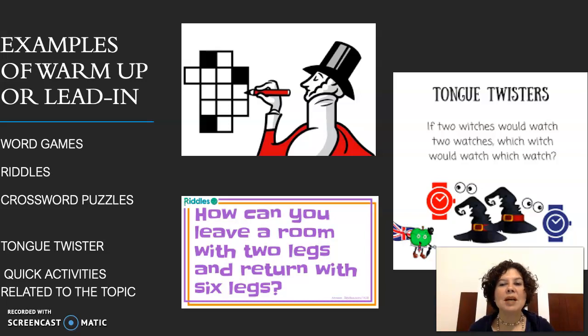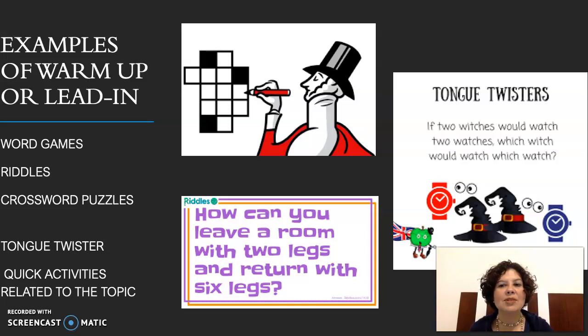Here you have some examples of warm-ups. It can be a word game, it can be a riddle, it can be a crossword puzzle, a tongue twister, or any quick activity related to the topic. We can use a warm-up or we can use a lead-in. The difference between a warm-up and a lead-in is that the lead-in is related to the topic we will be teaching. Here we have a crossword puzzle, we have a tongue twister.